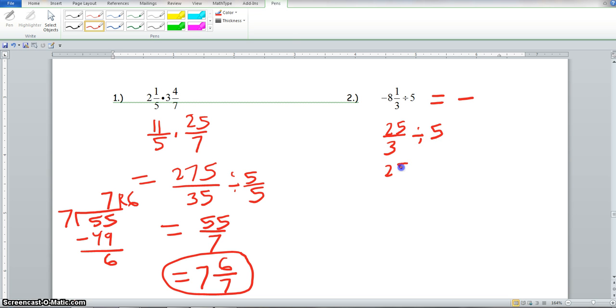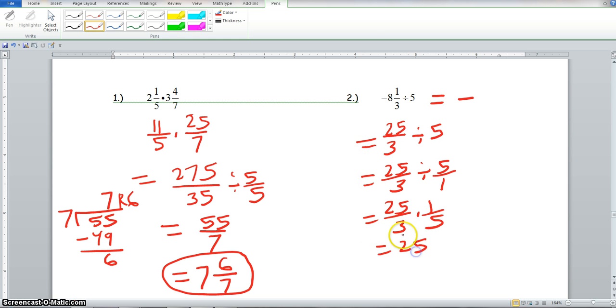Now this would be 25 over 3 divided by 5 over 1. So we add 25 over 3 times 1 over 5. Now we'll take 25 times 1, which is 25, and 3 times 5, which is 15. Now 25 and 15, they both have 5 in common. So we divide both by 5, and that will give us 5/3.